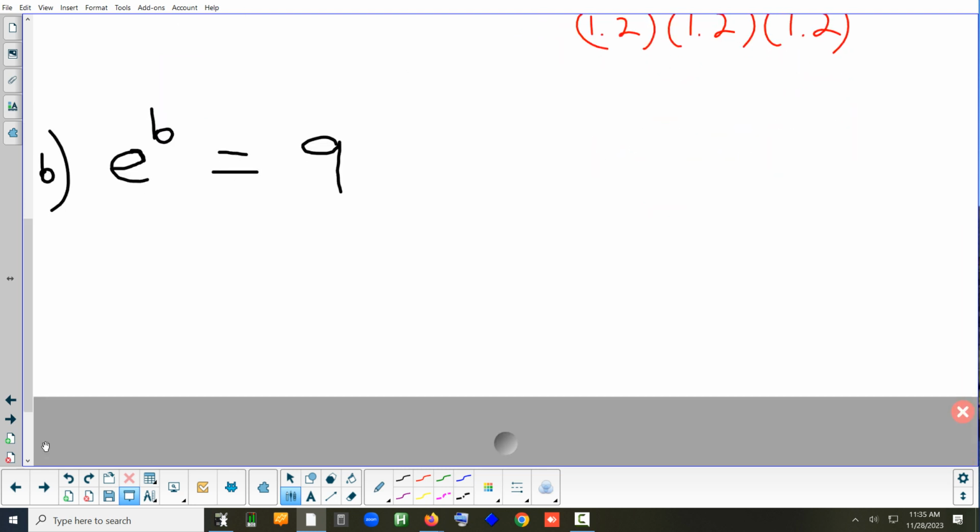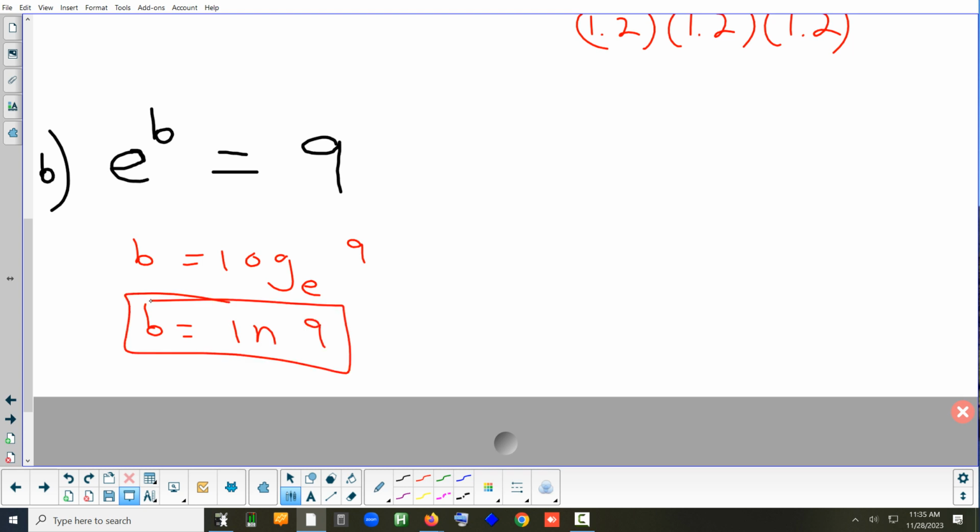All right, let's try this one. So e to the b equals 9. Start with the word log. What's my base? e, and we'll come back to that in a second. What's the log going to equal? It's going to equal your exponent. So b. And what's your argument? 9. Now log base e, we had an abbreviation for that: ln. That takes the place of log base e. So that's ln of 9.